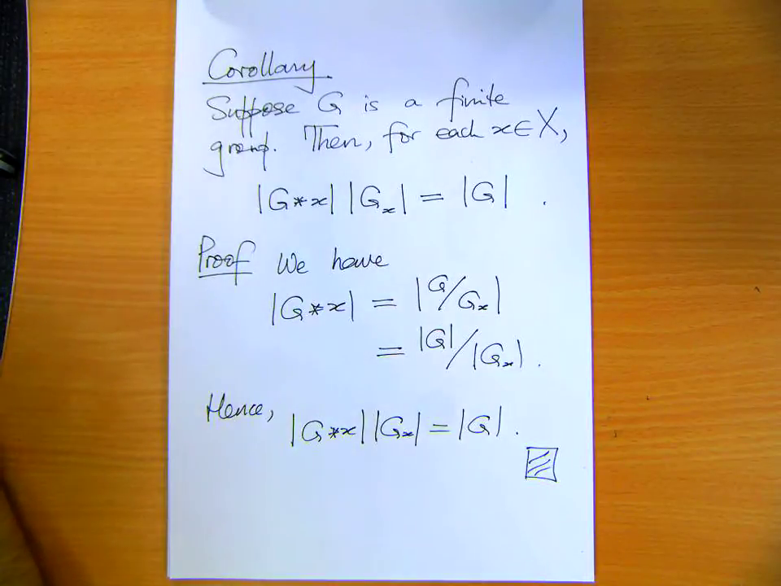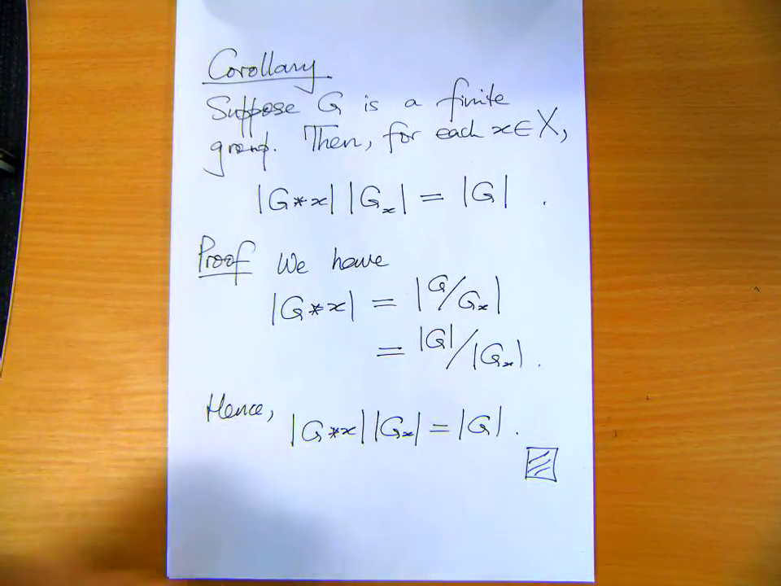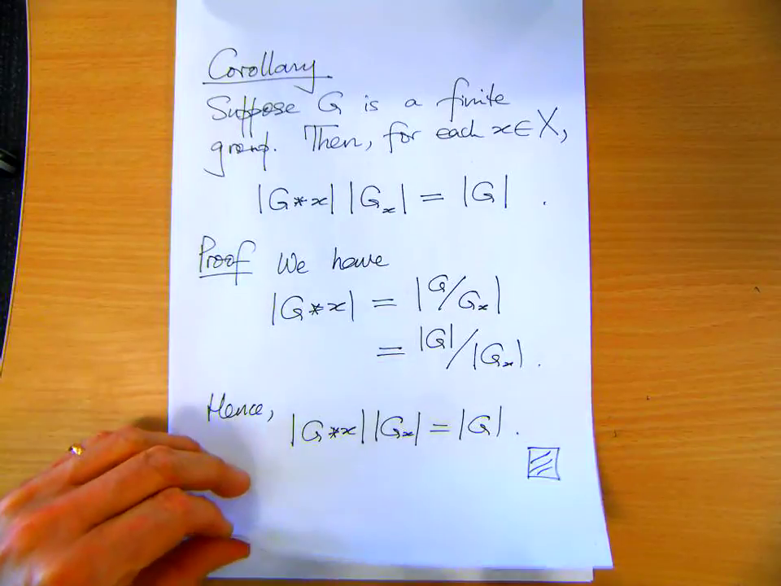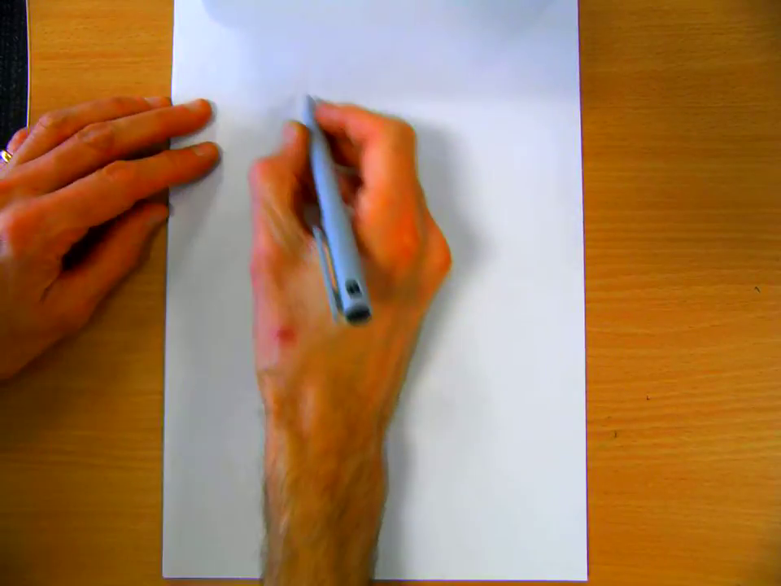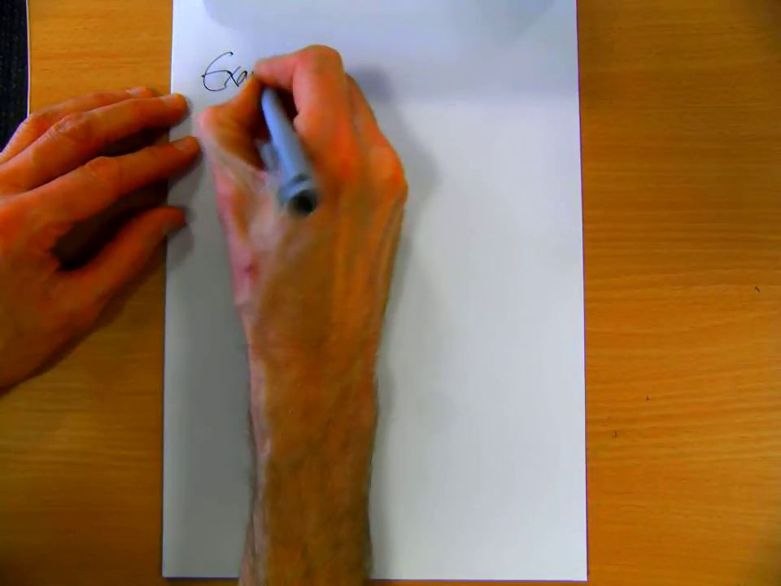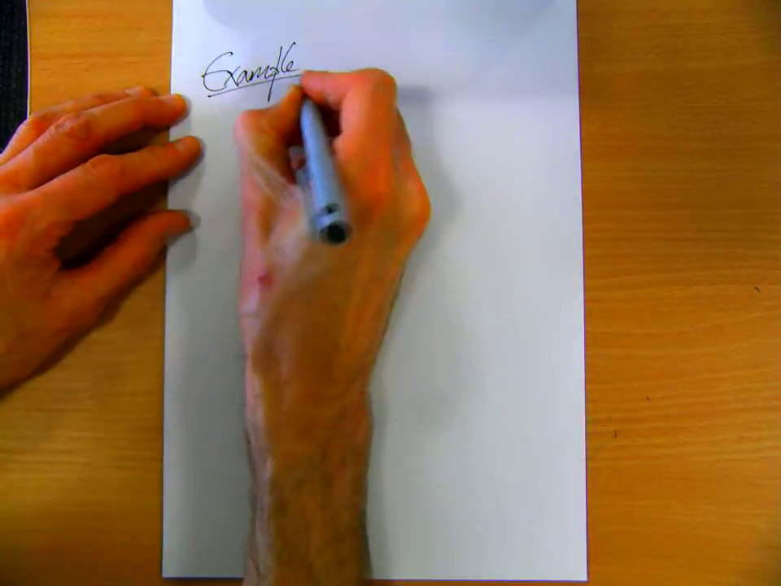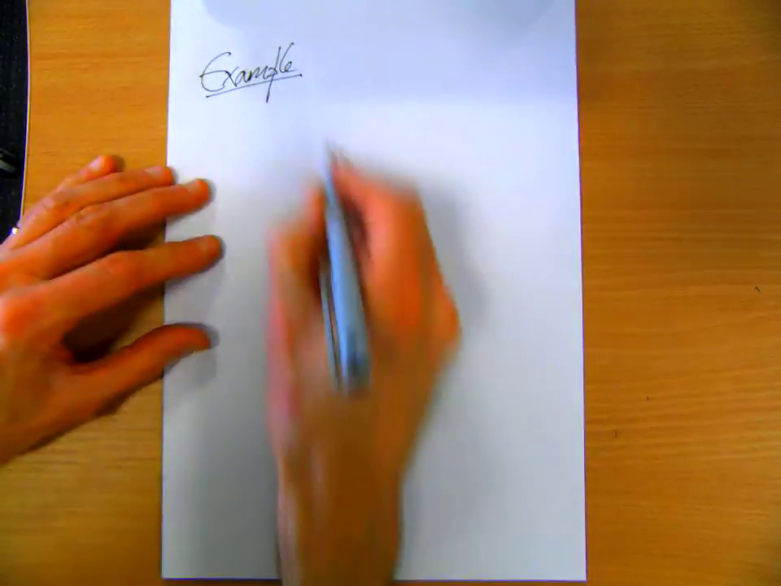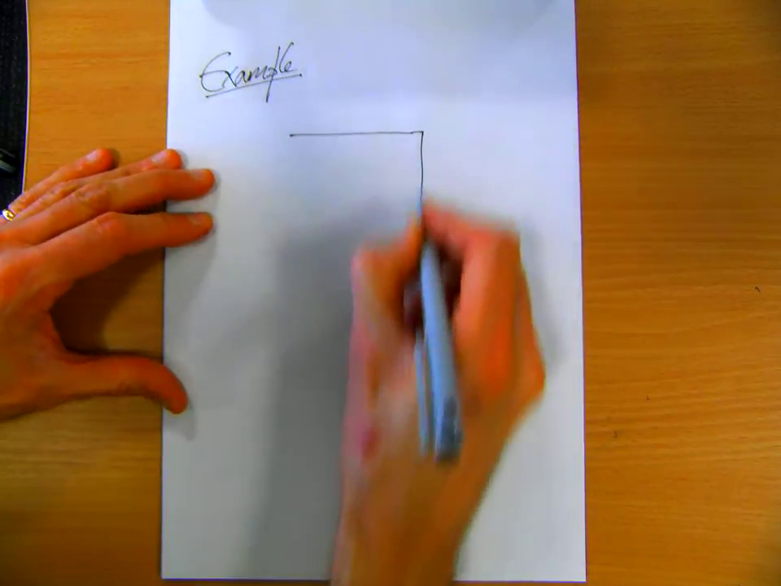So hopefully along the way we've practiced the idea of orbit, stabilizer and so on. So just before the break, let's do another example, and it's a kind of bigger version of an example that we did last time. And this is going to be an example that illustrates the theorem I've just proved. So let's think about a square.